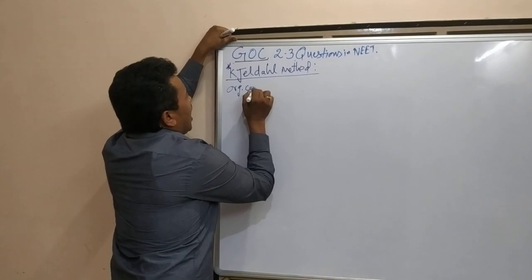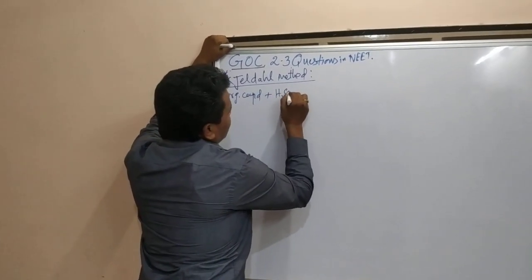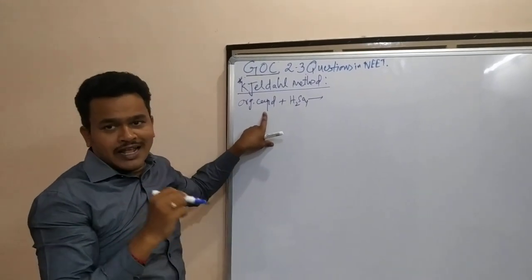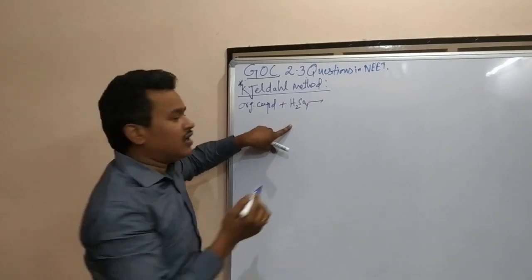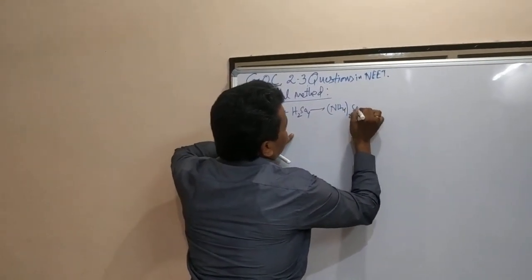Listen carefully. The organic compound is going to react with sulfuric acid. In that organic compound, nitrogen is there. That nitrogen is going to react with this, and what it is doing is giving some ammonium sulfate.